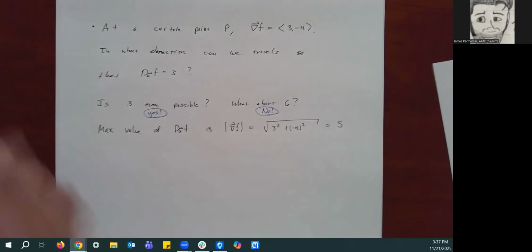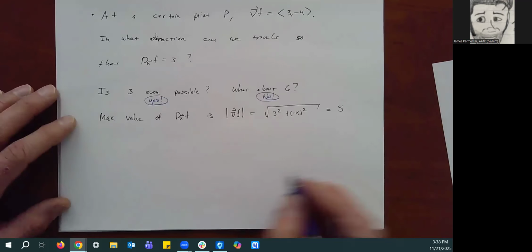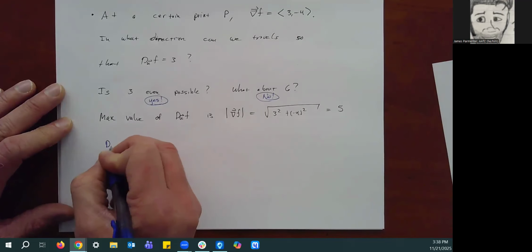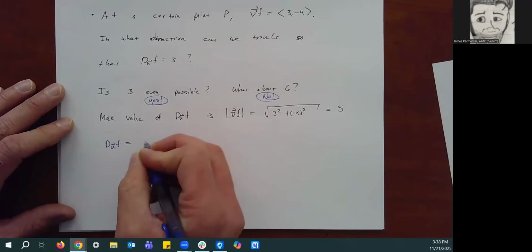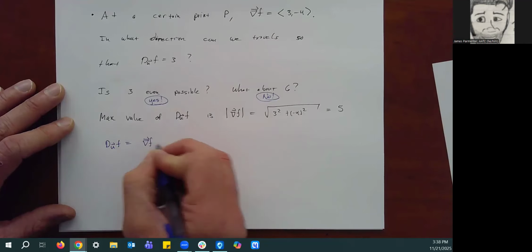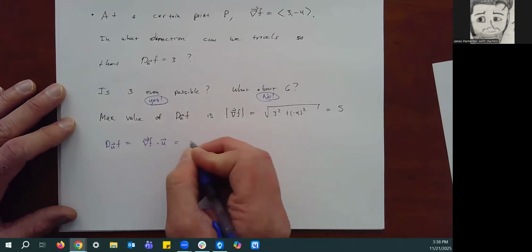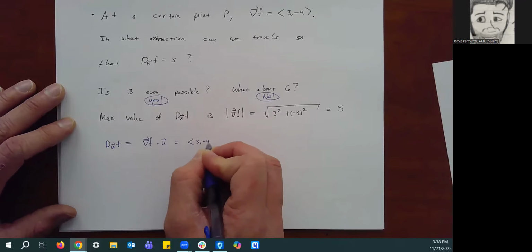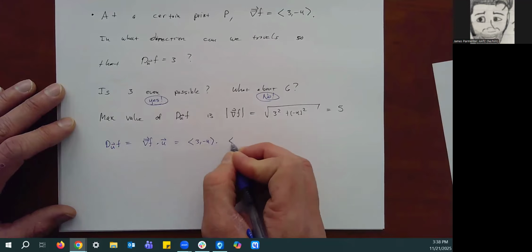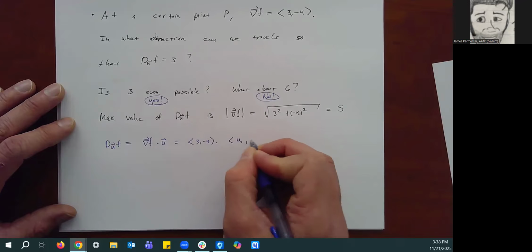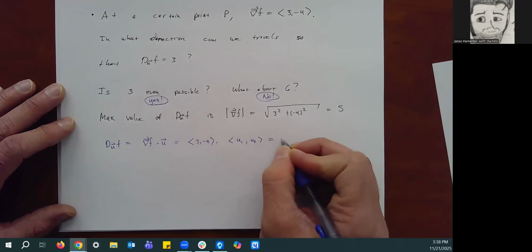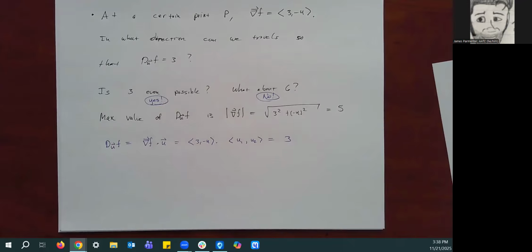So the question is, how do we find the direction? We're trying to figure out the direction so that DUF, which is your gradient vector dotted with your unit vector, which is your 3 comma -4 dotted with the components of u, let's call them u1 and u2, we want that to equal +3. Well, there's one really easy answer to see. I bet you all can figure out a choice of u1 and u2 so that this dot product is equal to +3.